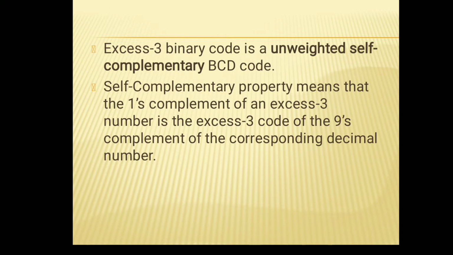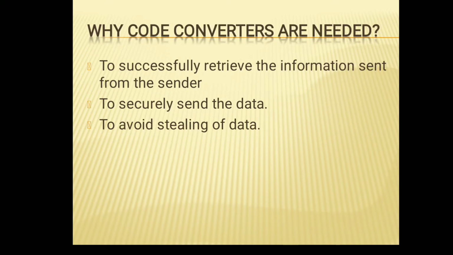What is XS3? XS3 binary code is an unweighted self-complementary BCD code. What is self-complementary? Self-complementary is a property which means the one's complement of an XS3 number is the XS3 code of the 9's complement of the corresponding decimal number. Why do we need converters? To successfully retrieve the information sent from the center, to securely send the data, and to avoid stealing of data.